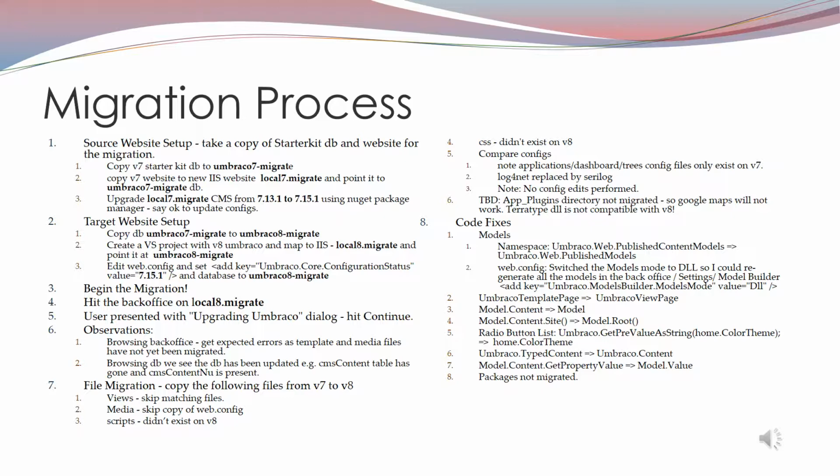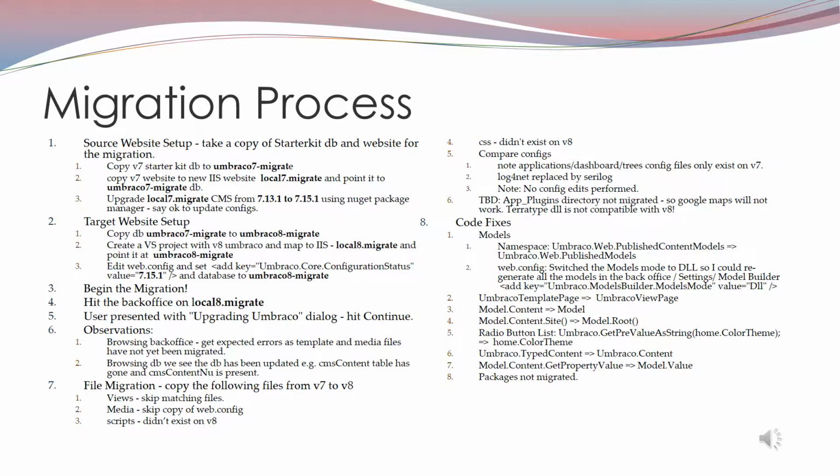So that's what I did, reran the code, and then found that the namespaces used in the template, publish content models, no longer exists. It's now called publish models, so global change for that one. Next errors I was finding was Umbraco template page no longer exists, so global change to make that Umbraco view page. Model content, global change to just be model.